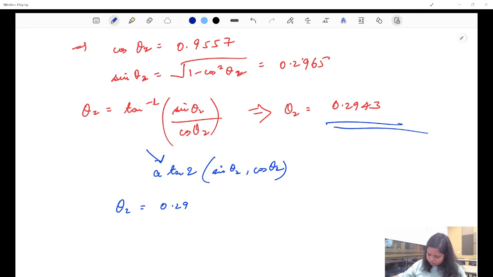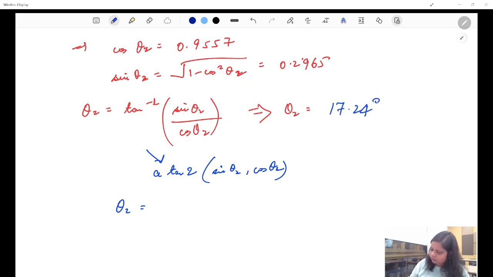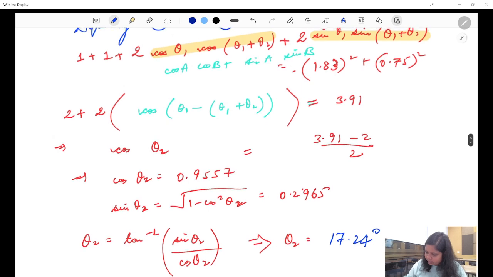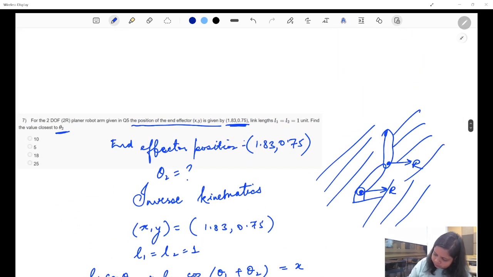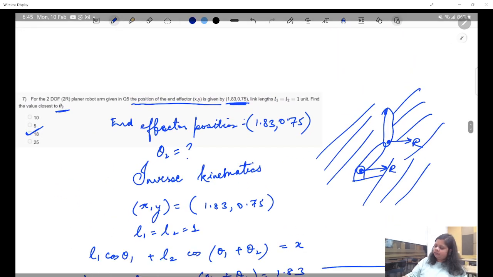Okay. So you are trying to find out in degrees only, right? Yeah, degree. It's not converted into radian, but this gives you the answer in radian. Then we have to multiply it by 180 by pi. So you will get it closer to 18 degrees. I think that is the nearest option we have. That's correct.